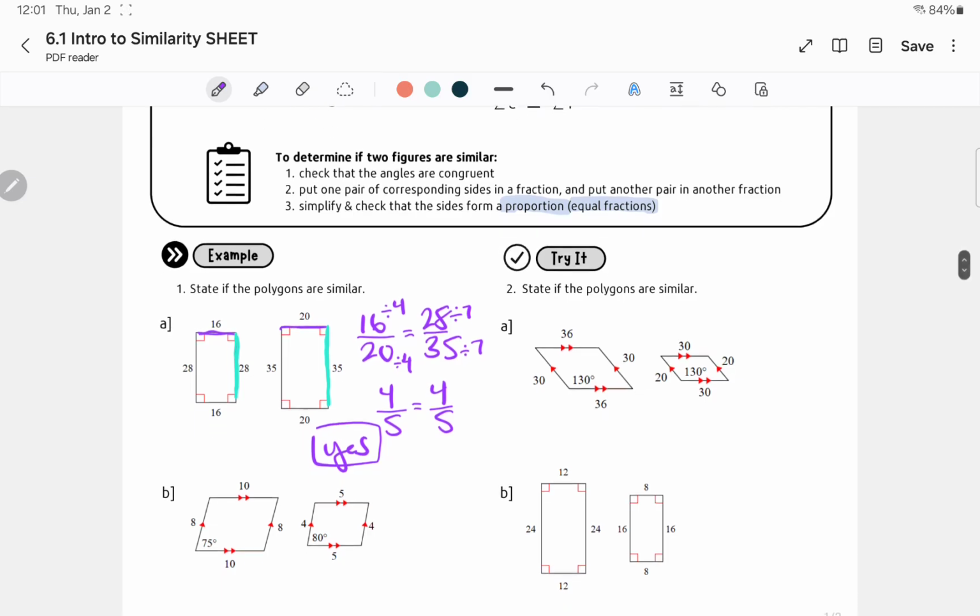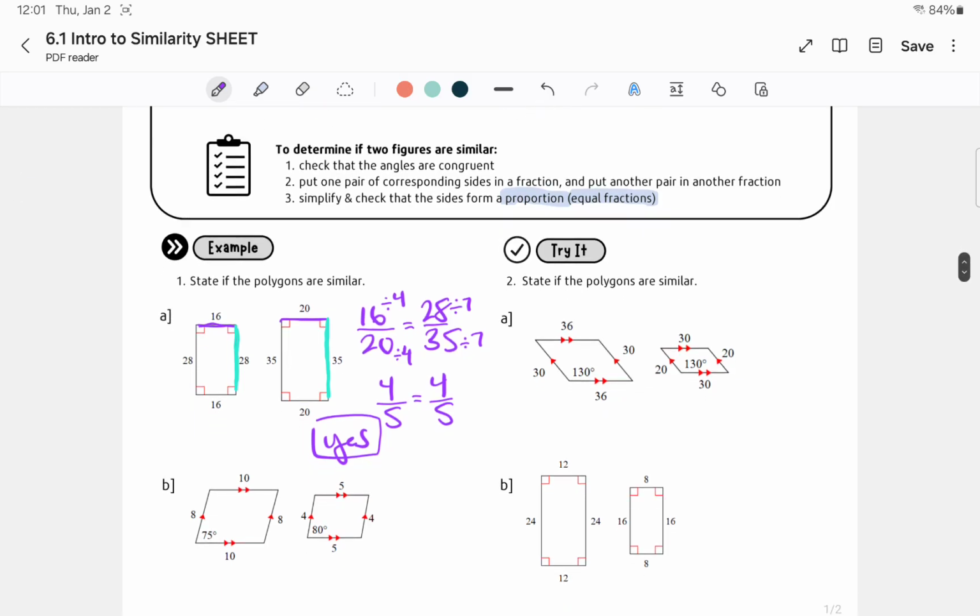Now with letter B. First, I have to check that the angles are congruent. 75 and 80. Is it passing that first test? No. Right? For these to be the same exact shape. Now, these are both parallelograms, but this one is 75, this one is 80, meaning those are two different types of parallelograms. It has to be the exact same angles and proportional sides. So because they're not the same angles, this is going to be a no.